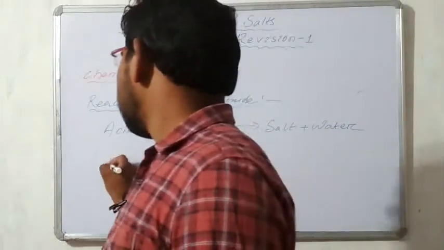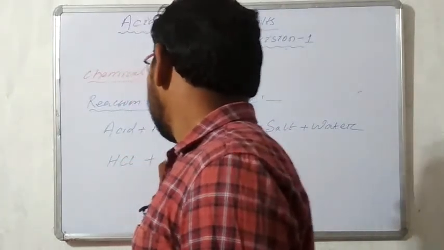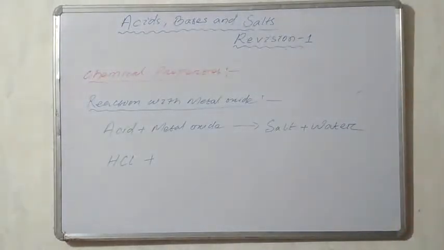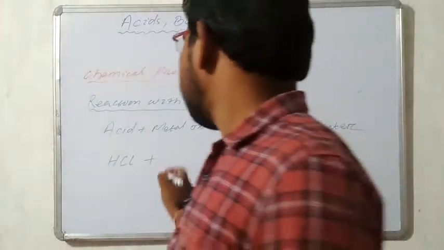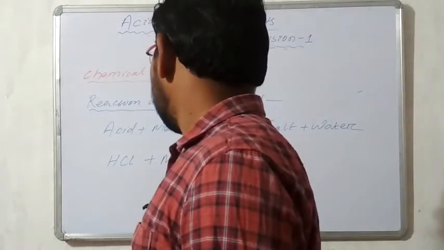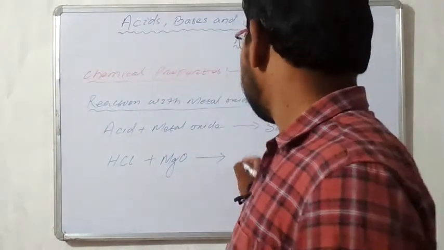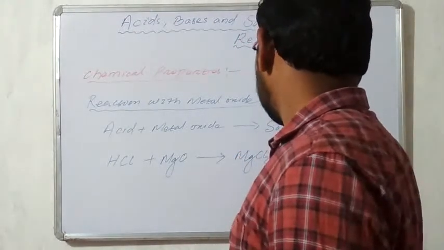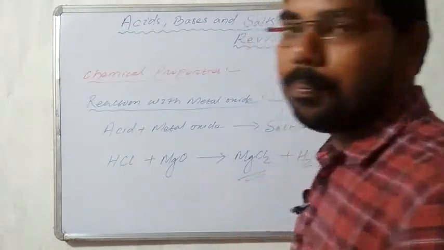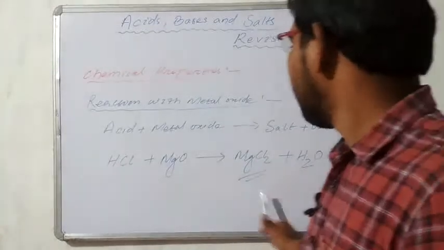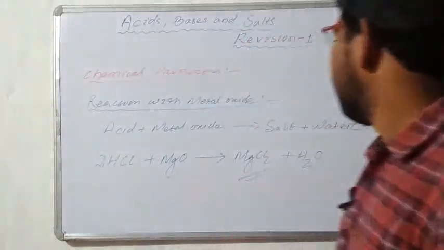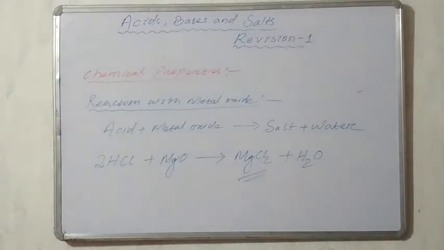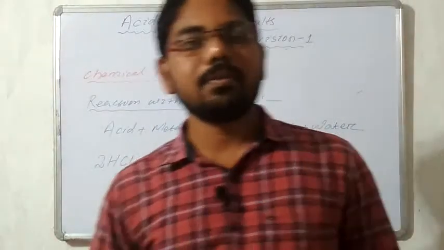One example we have discussed: in place of acid we take HCl and one metal oxide, magnesium oxide, MgO. Then the salt formed is magnesium chloride, MgCl2, plus H2O, water. Then we multiply by 2 and it is balanced. So this is the reaction of metal oxides. These are some important chemical properties of acids.